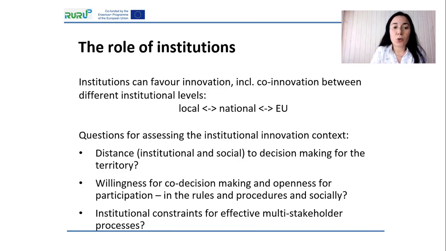What is the willingness for co-decision making and openness for the participation of other stakeholders in the respective institutions, whether it's specified in their rules and procedures or whether it's happening socially, informally, but still happening in the institutions that we are considering? Are there some institutional constraints for effective multi-stakeholder, multi-actor processes? What are these constraints? Where do they come from? Can we address them easily so that we can favor innovation happening in our peripheral rural area?